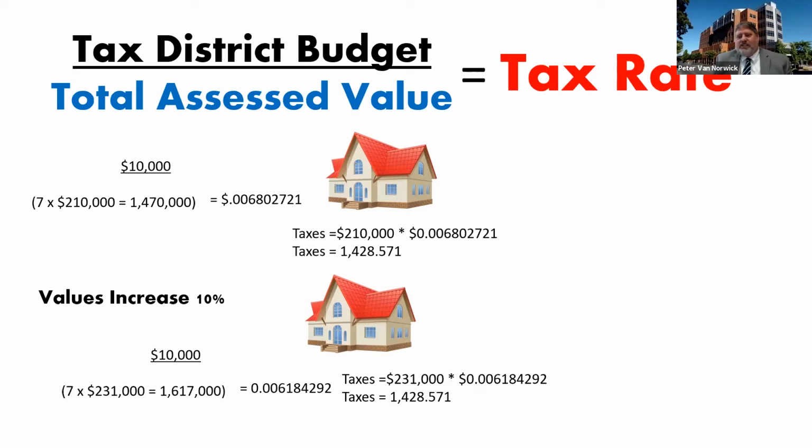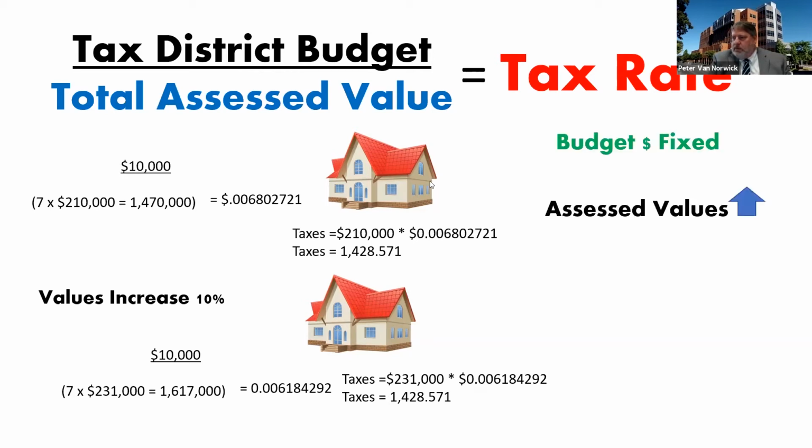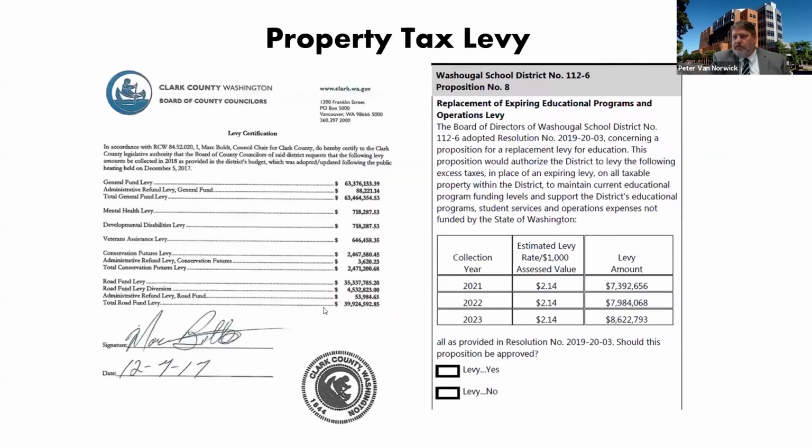to understand that it is not the increasing of the assessed values that increases the property taxes. What happens is when the assessed values increase, as you can see, the tax rate decreases. And it's really important in assessment that we try to be as close to 100% of market value as possible. So just here, assessed values go up, the budget's fixed, tax rates go down.